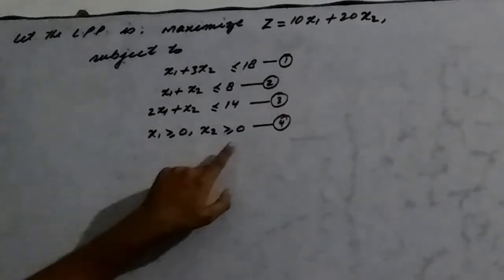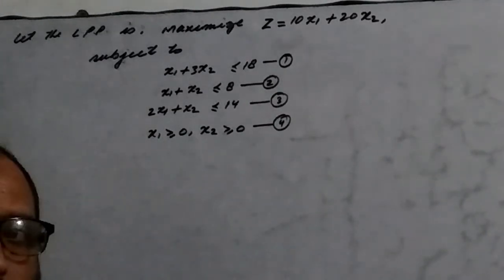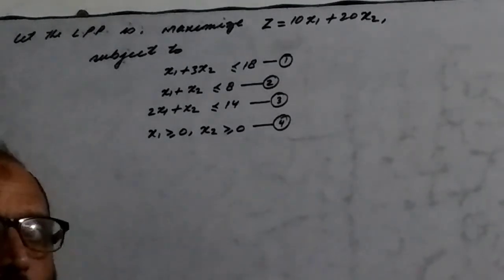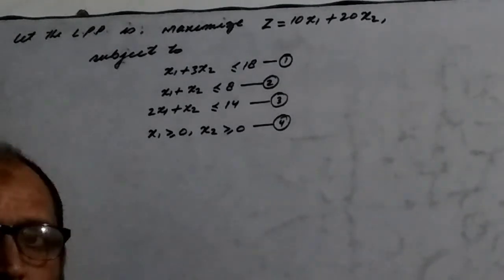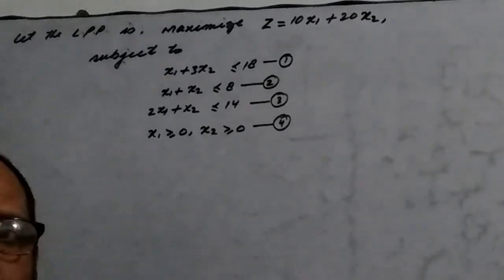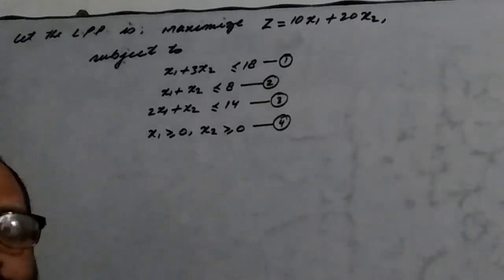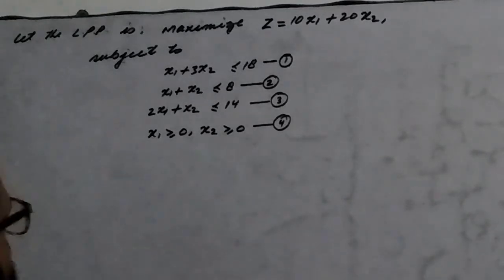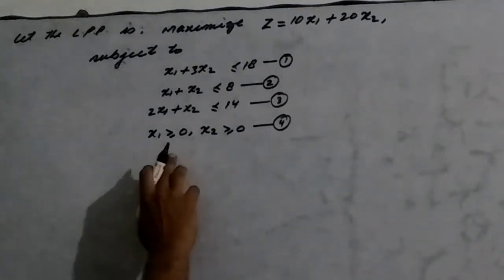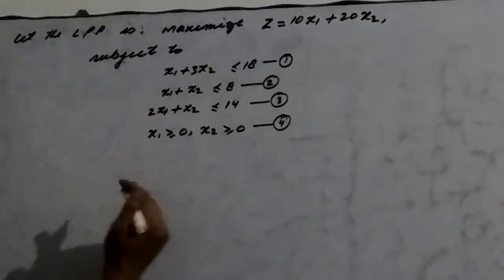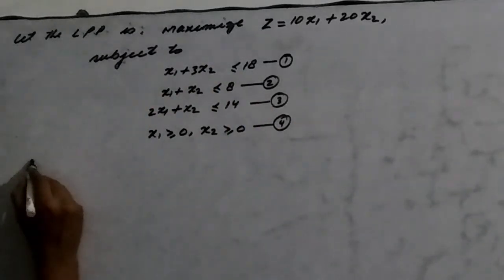These two inequations or constraints are called non-negativity constraints. So we have to solve this LPP with the help of a graph, which is called the graphical method. So the first step is to write equations for all these inequations. For all these inequations, first we write equations.